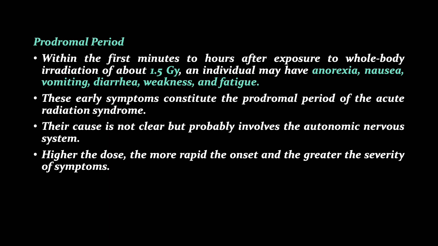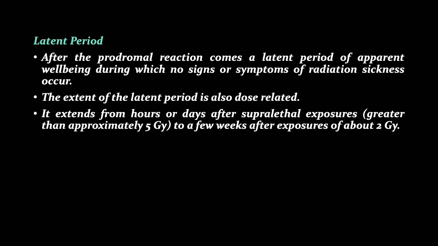The cause is unclear, but it probably involves the autonomic nervous system. So the more the dose, the more rapid the onset. That is, depending on the dose, the prodromal symptoms set in very early, and the severity of the symptoms is also greater. Latent period: after the prodromal period, there will be no symptoms at all. This is the latent period. This is also dose related. If it is for a few hours only or days, then the dose is more than 5 gray. And if the latent period without any symptoms is about a few weeks, then it's less than 1 or 2 gray.